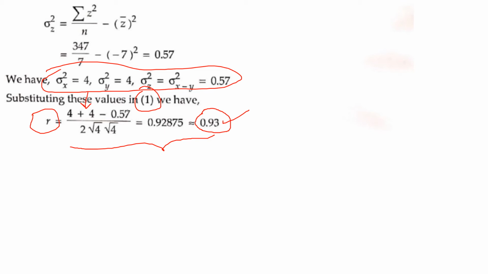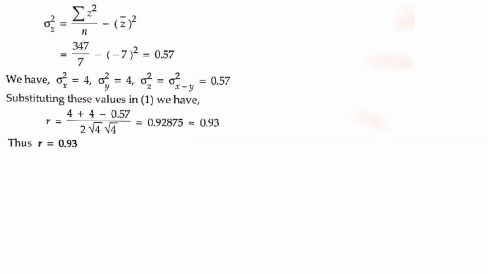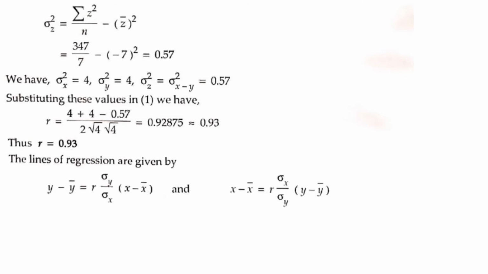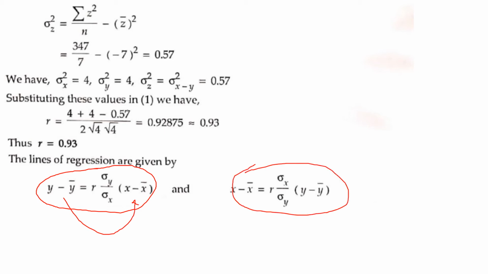After getting r, they are asking for the lines of regression. So r is equal to this. Now let us find the lines of regression. Lines of regression are given by: this is one line of regression, that is y on x, and the other line of regression, x on y.